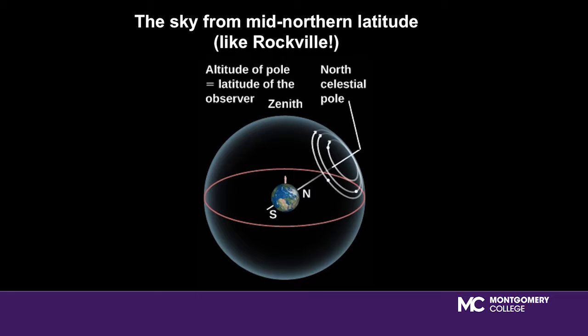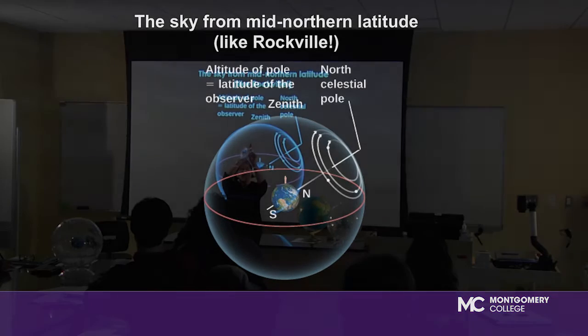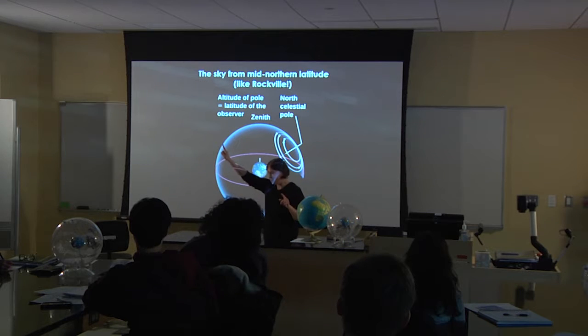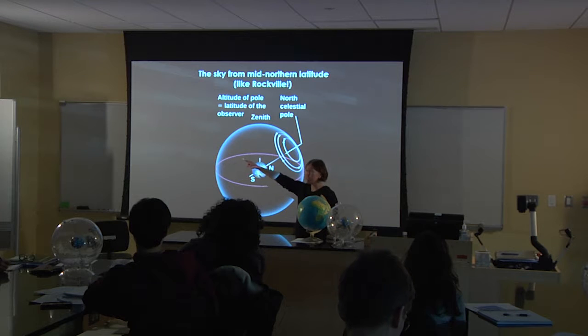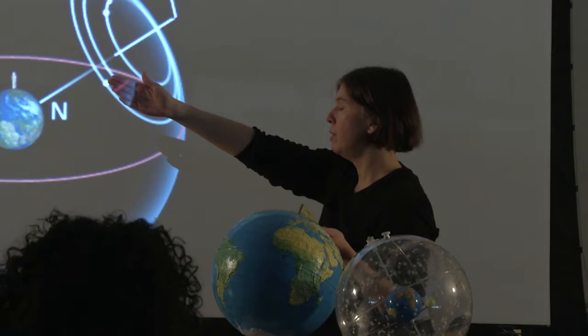All right, here is the sky from Rockville, what the sky looks like from Rockville. Again, we start at the North Pole, walk to our latitude, which happens to be 39 degrees. We're 39 degrees above the equator. That means Polaris is 39 degrees above the northern horizon.